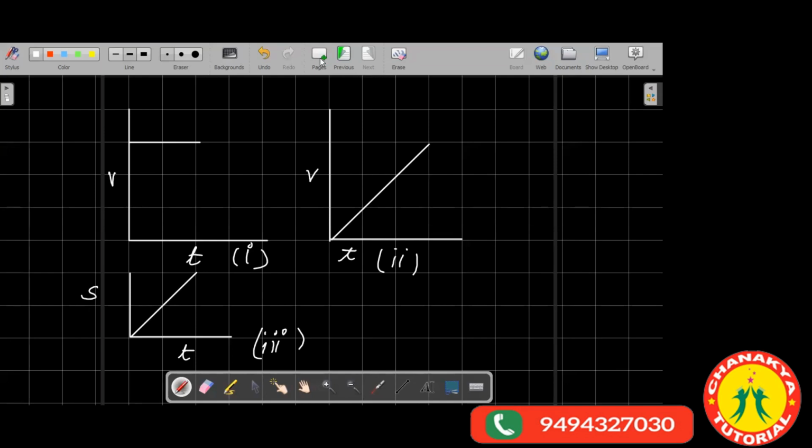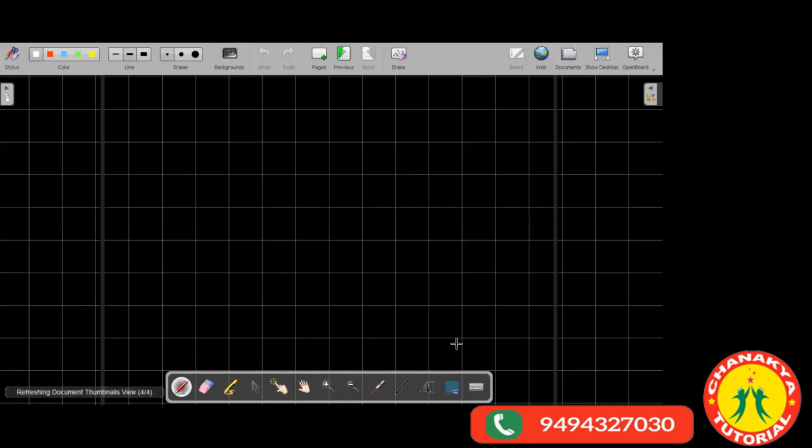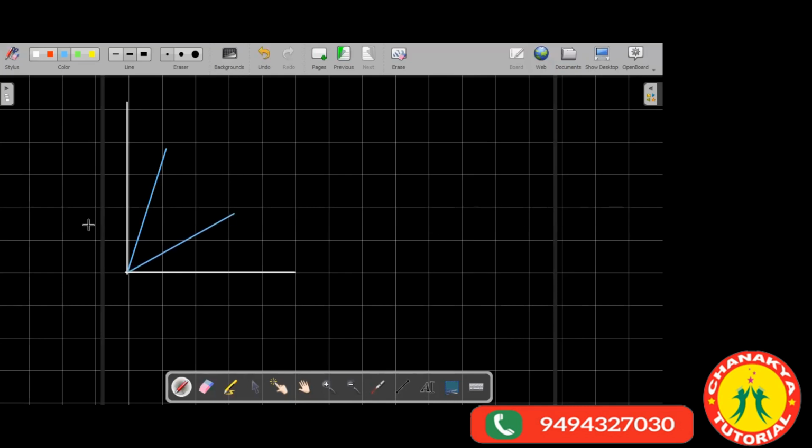Okay, so let's see another question. Thank you, Akshara, for informing. So you are given here two graphs, and this is your displacement time graph. The graphs A and B represent the motion of two objects A and B. So which of the two objects is moving faster?